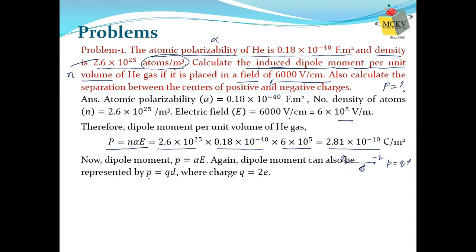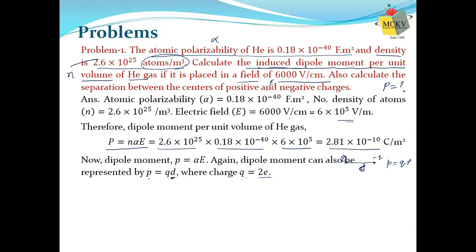What about Q? What is the value of Q? Which type of material is given here? Here it is helium gas. And we know helium has atomic number of 2. That means it has 2 electrons present. So its charge will be 2 of electronic charge, that means 2E. So the charge of a helium molecule will be 2E. So charge is known. You need to find out the separation between the two charges.